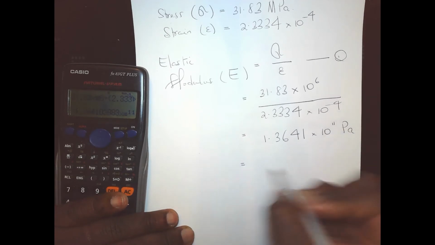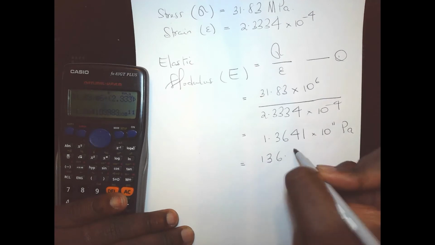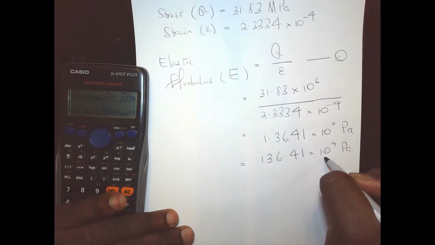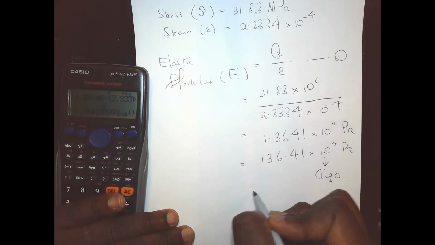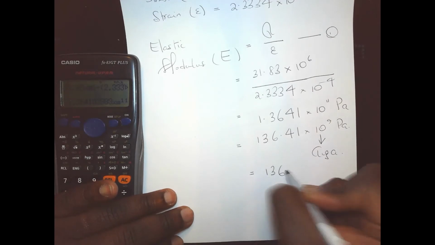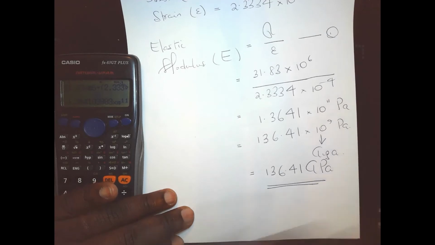And we can rewrite this as 136.41 times 10 to the power of 9 Pa. So 10 to the power of 9 is giga, so we can redefine that as 136.41 GPa. And there we have it.